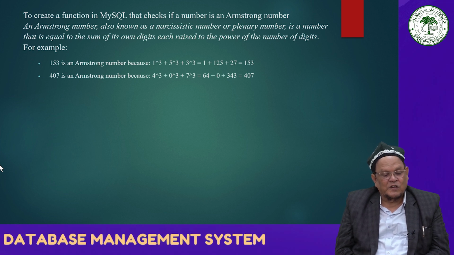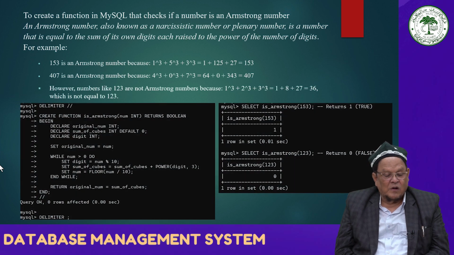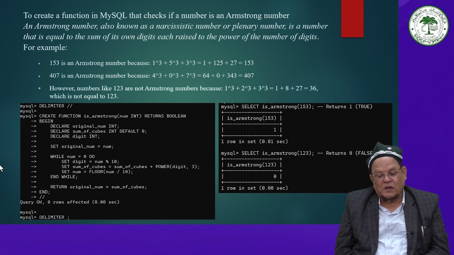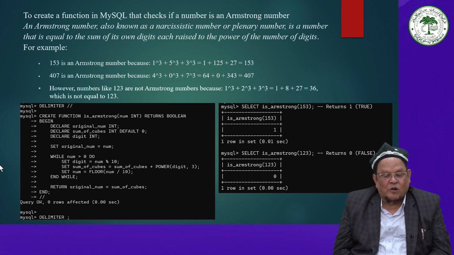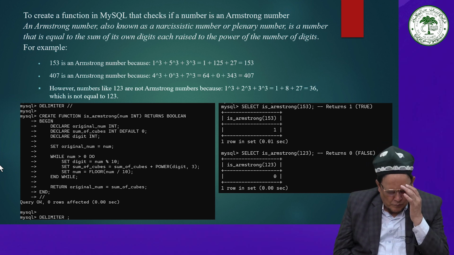Next, 407 is an Armstrong number. You have to check 4 cubed plus 0 cubed plus 7 cubed: 64 plus 0 plus 343 is 407. However, numbers like 123 are not Armstrong numbers: 1 cubed, 2 cubed, 3 cubed are 1, 8, 27, which add to 36, not equal to 123. So it is not like that.